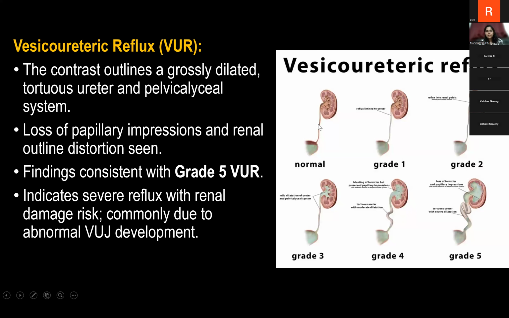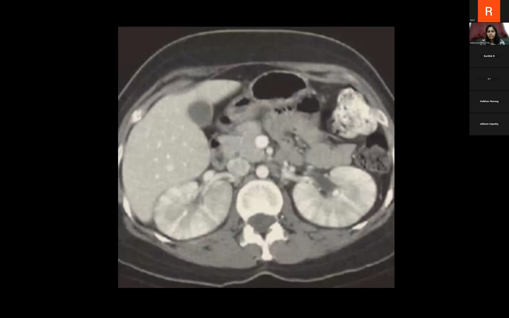So this is the grading we discussed just now. And on imaging, we can see that contrast outlines a grossly dilated tortuous ureter in the slide which we have seen. There was pelvic system contrast opacification also. There was loss of papillary impressions, which is consistent with grade 5 VUR. It is related to abnormal vesico-ureteric junction development. Okay, next spotter. Time starts now.